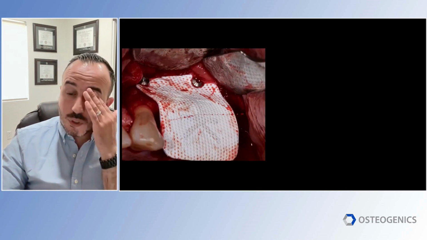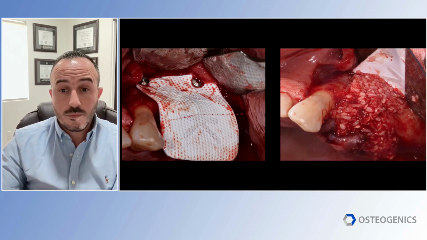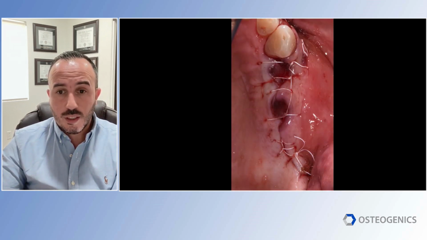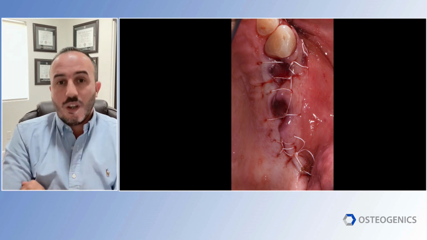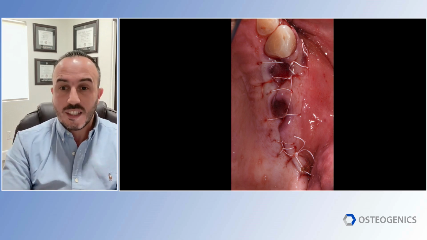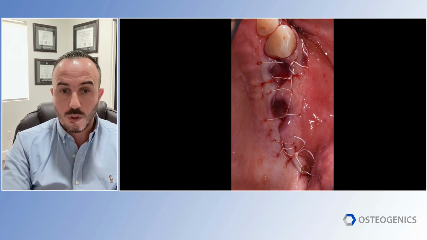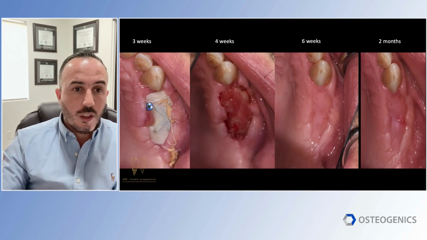And we use a titanium reinforced PTFE, allograft, and we stabilize it with tacks, and we suture. But you can see how very sloppy the sutures were at that time. I did not get tension-free primary closure as I should.